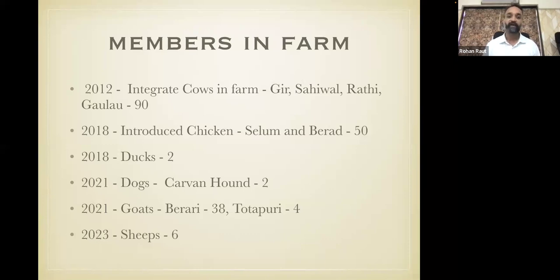We have Gir, Sahiwal, Rathi, and Gaurau breeds of cows. They are almost 19 in number. We have chickens, Salem and Berad. Berad is prominent on my farm. There are 50 odd chickens. They keep on decreasing and increasing. I have 2 ducks which take care of snakes on my farm, meaning they fight back against snakes. I have caravan hound too. I have mostly Birari goats. Then I have 6 sheep.